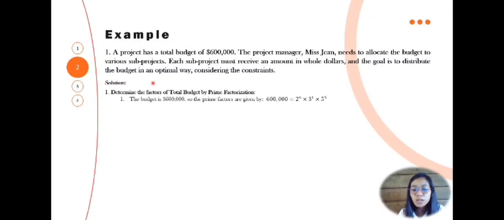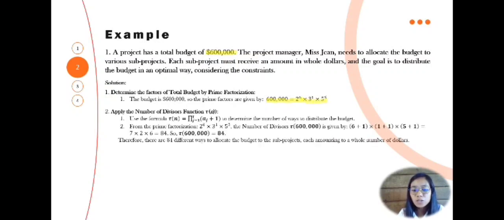The first step that we need to do is to determine the factors of the total budget by prime factorization. Remember that the total budget stated is $600,000. Getting the prime factors of 600,000, we will have 600,000 equal to 2 raised to 6 times 3 raised to 1 times 5 raised to 5. After we get the prime factors, we will now apply the number of divisors function using the formula I just displayed a while ago to determine the number of ways to distribute the budget.